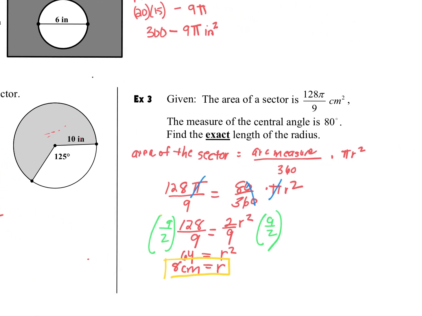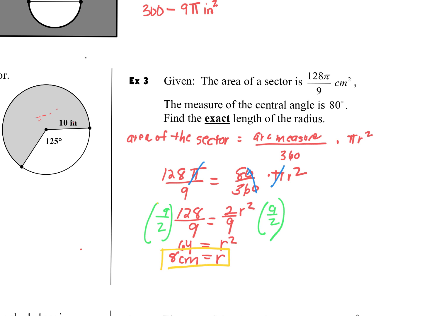Looking at number 3, a little bit different of a problem. This time we are given the area of the sector right here, and we're given the measure of the central angle to be 80 degrees, and we are now looking for the radius. So I'm going to say that the area of the sector, which was given to me, I'm going to put that right there, is equal to, we were told that the central angle, the arc measure, is 80 out of 360, and then our area is pi r squared.